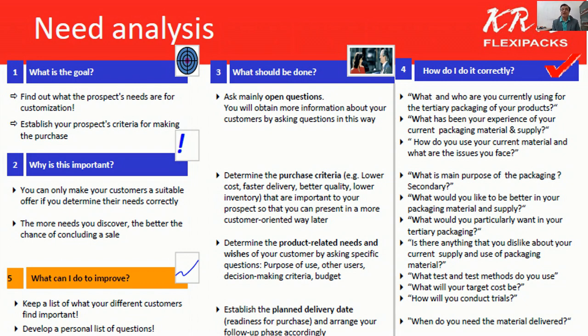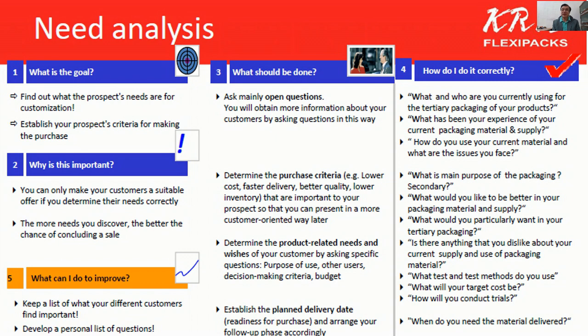You would ask questions like, what is the main purpose of packaging? So why do you buy this packaging? And you will then listen. What would you like to be better in your packaging material and supplier? What would you particularly want in your tertiary packaging? Is there anything that you dislike in your current supplier? So you determine all such needs. What tests and methods will you use?